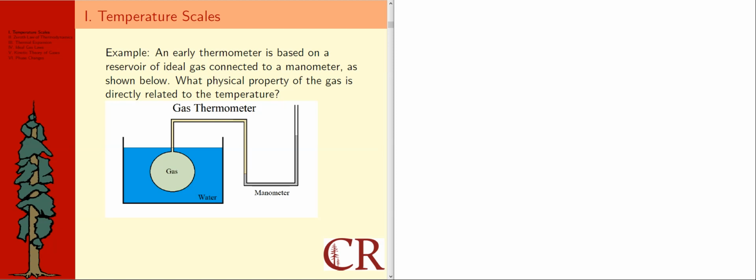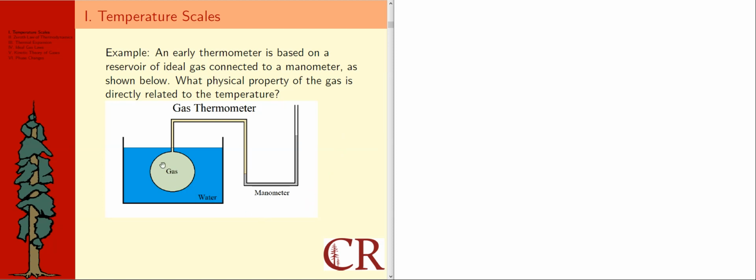An early thermometer is based on a reservoir of ideal gas connected to a manometer as shown below. What physical property of the gas is directly related to the temperature? So we don't really see thermometers like this in common usage today. In fact, I think most of us are used to digital thermometers, so we've come a long way.